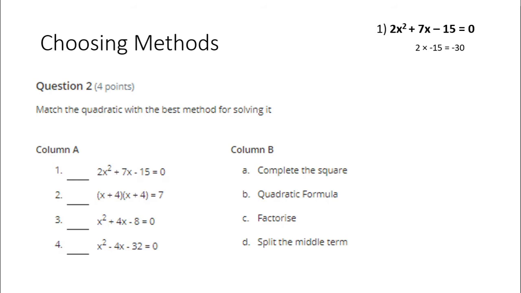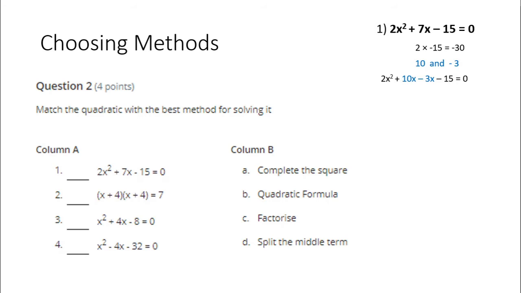Remember, we do the first term, the a value, multiplied by the last term, the c value. 2 times negative 15 is negative 30. And thinking of two numbers which multiply to make negative 30, but add to make positive 7, I came up with positive 10 and negative 3. So I can split that middle term. I'm going to turn 7x into 10x minus 3x.